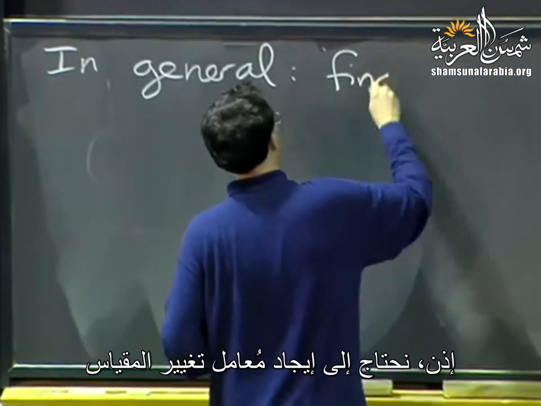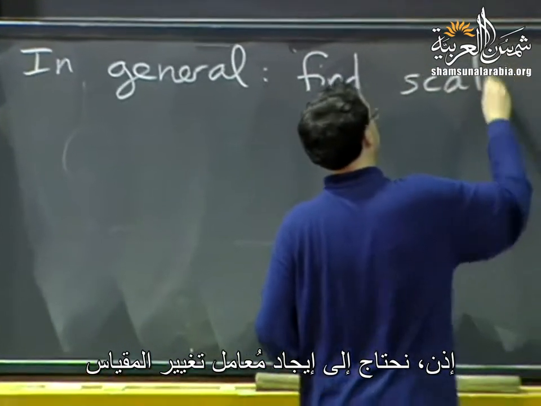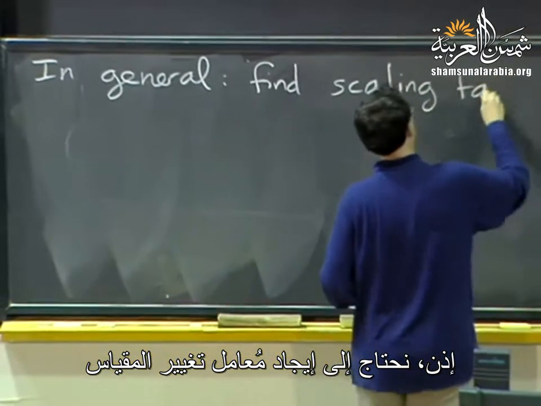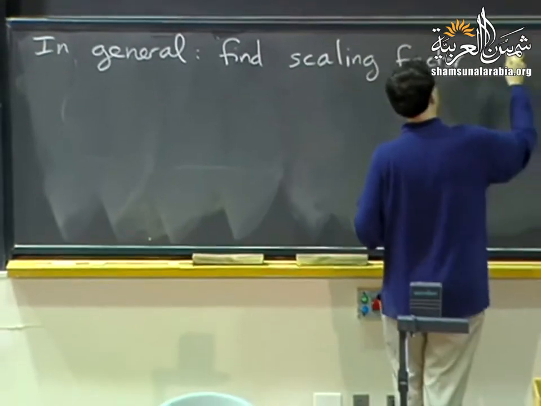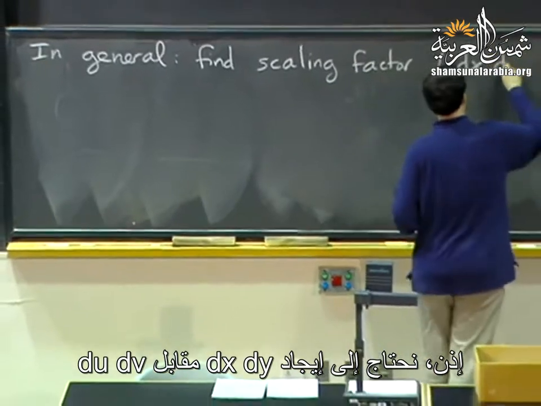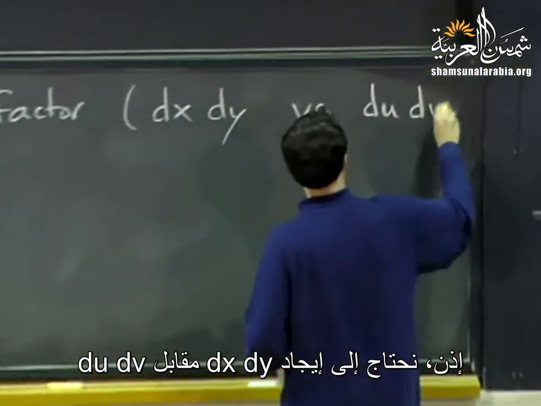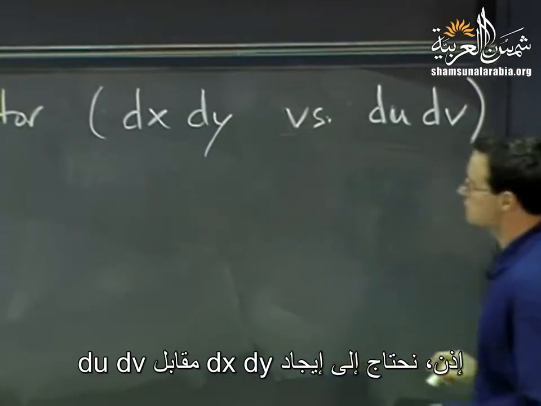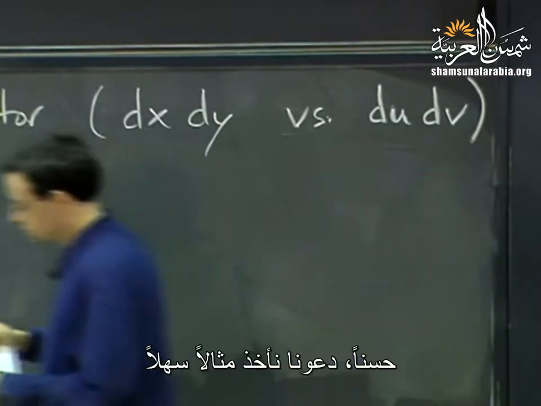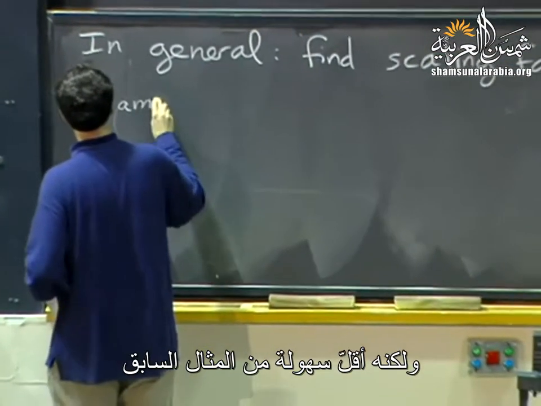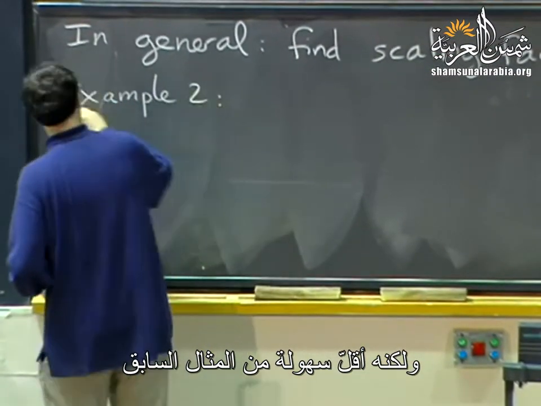So we need to find the scaling factor. We need to find dx dy versus du dv. So let's do another example that's still pretty easy, but a little bit less easy.